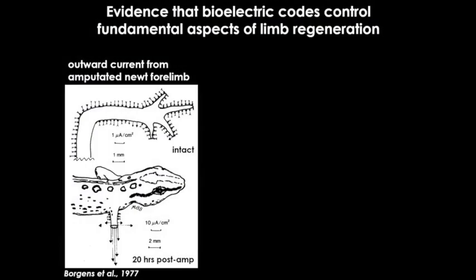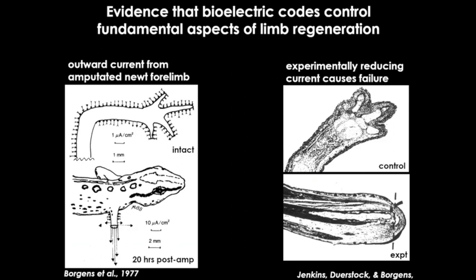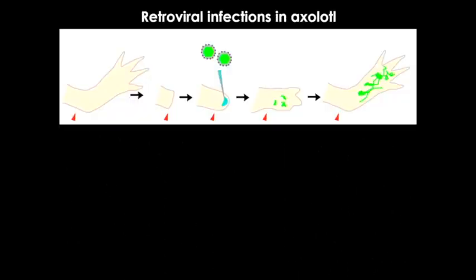This is a beautiful paper that showed that there's a current efflux that comes out of the stump following amputation in newts. And what Richard Borgens also did was to reverse that current efflux using electrodes and show that if you do that, so basically you block it, then these limbs basically scar over and they don't regenerate. This was a really seminal paper that showed that you can manipulate bioelectricity and grossly affect limb regeneration. But we wanted to look at this a little bit further.